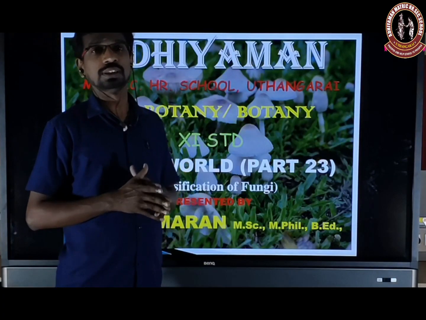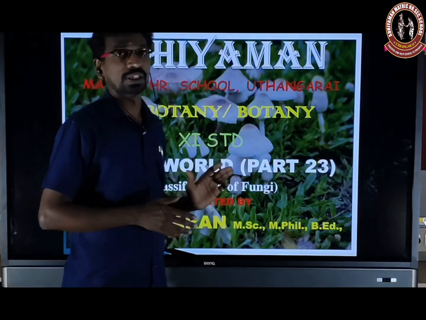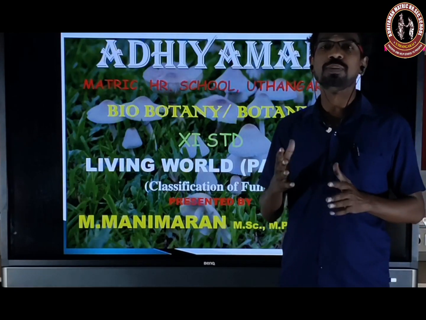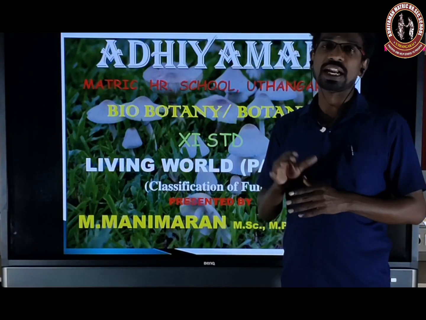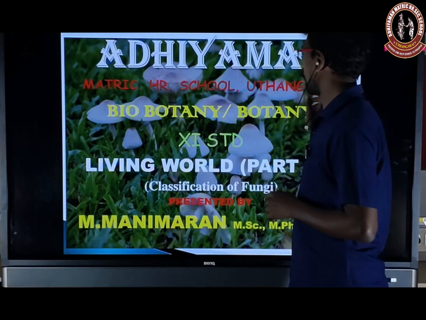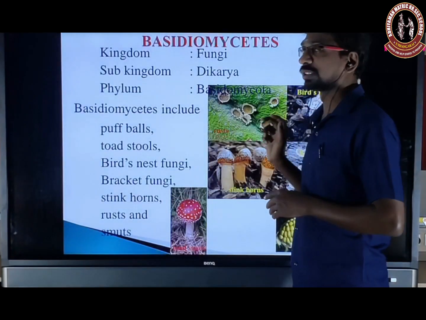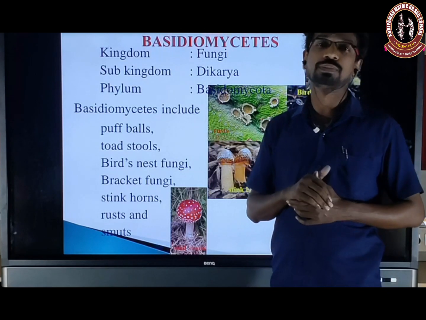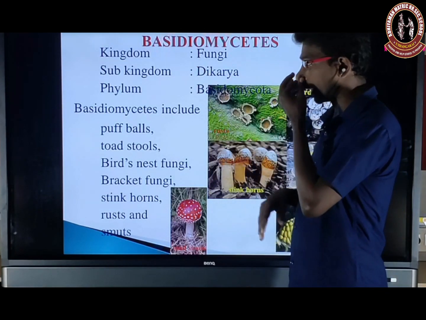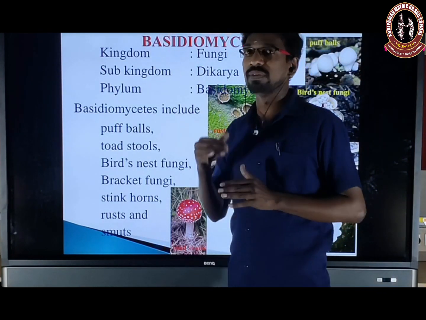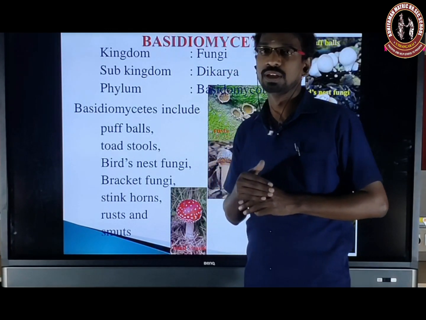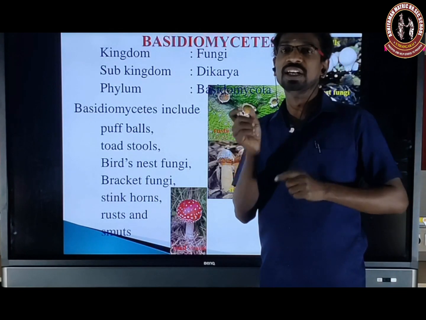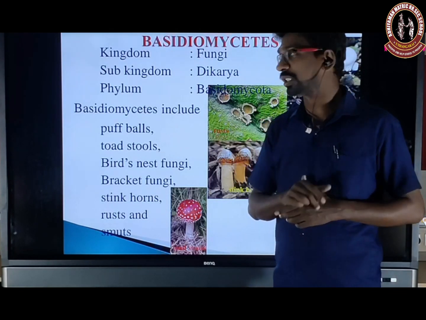Today we are going to see the continuation of classification of fungi. In the previous videos, we have discussed the phycomycetes, oomycetes and ascomycetes. Now we are going to see the class Basidiomycetes or Basidiomycota. It comes under the kingdom fungi, subkingdom Dikarya. We already know that. What is Dikarya? Two nucleus stage, that is dikarya. In the hyphae, each cell has two nuclei.